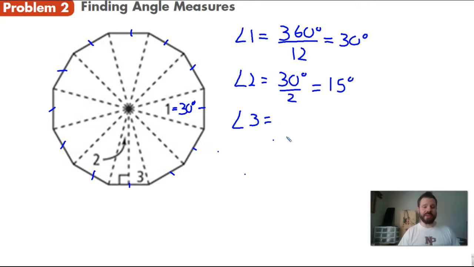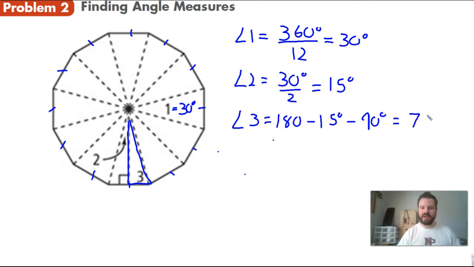Next up, we could also find a different angle in that triangle, angle 3. Now I have a right triangle. I know that one of the angles is 15, the other will be 90. So for angle 3, what we can do is say 180 for the total sum of the measure of a triangle, minus 15 degrees, minus 90. And that's going to give us 75 degrees. All right, so that's how we can find angle measures in regular polygons.